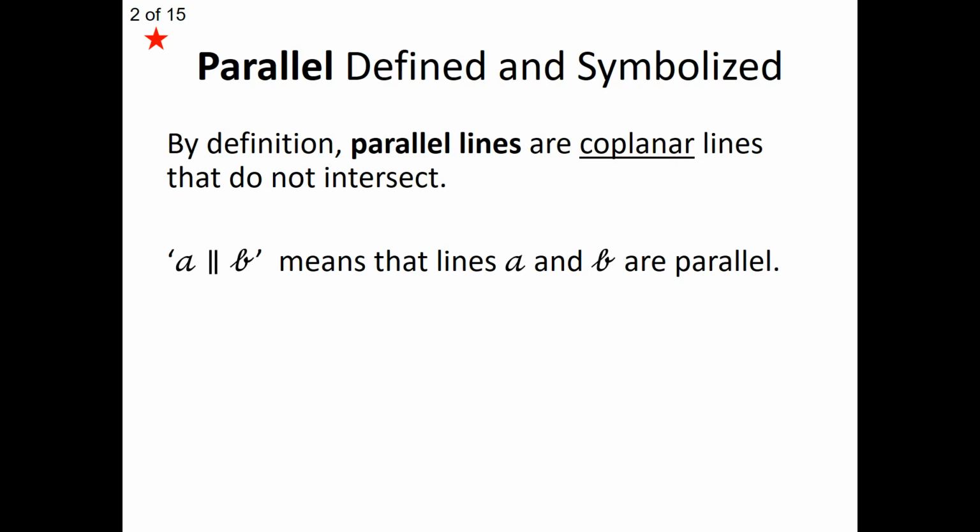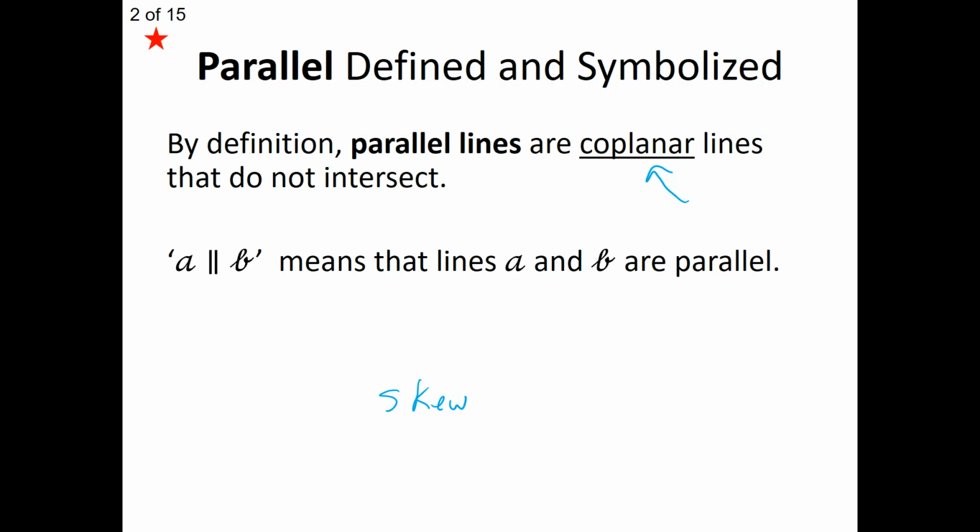Let's jump into our definition of what parallel lines are. By definition, parallel lines are coplanar lines that do not intersect. It's important to have the word coplanar because, as it turns out, in the space that we work in, there are such things as lines that do not intersect but are also non-coplanar. We call those skew lines. So we'll be very careful to include the term coplanar in our definition for parallel lines.